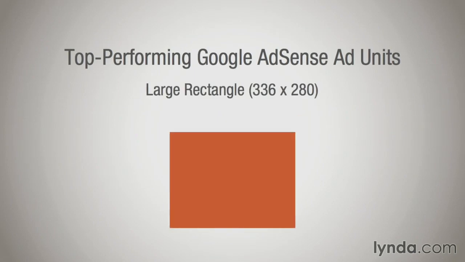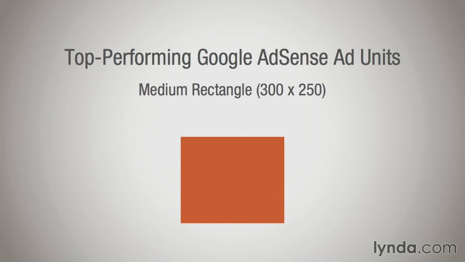First, we have the 336 by 280 large rectangle, which, as you can see, is slightly wider than it is tall and provides advertisers with a lot of room to deliver their messages to website users. The next ad unit recommended by Google is the 300 by 250 medium rectangle. This ad unit is similar to the large rectangle, but slightly smaller.